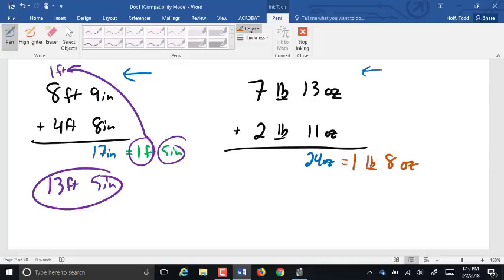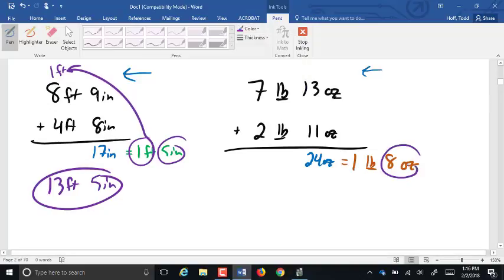8 ounces left over. So again, we keep the ounces in the ounces column. 8 ounces, we carry that 1 pound. 1, 7, and 2 is 10 pounds.